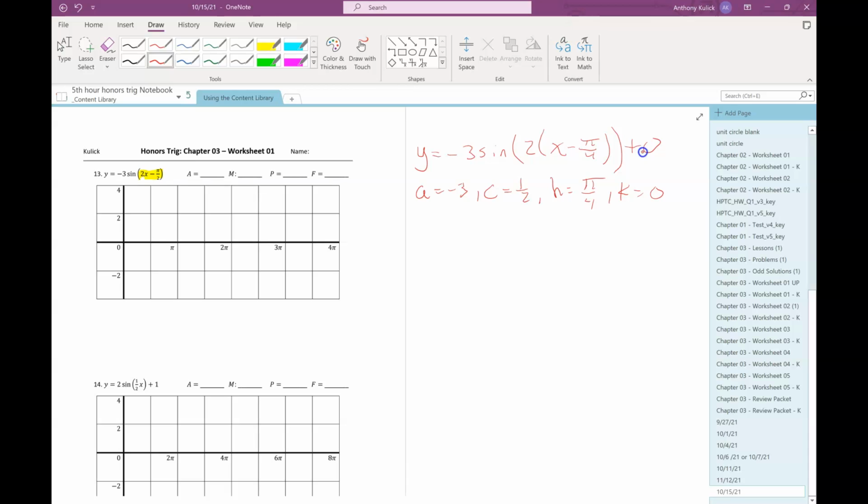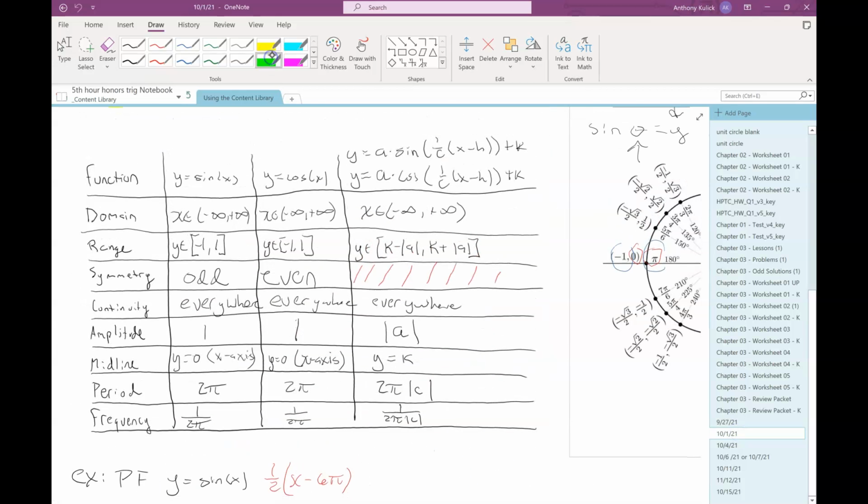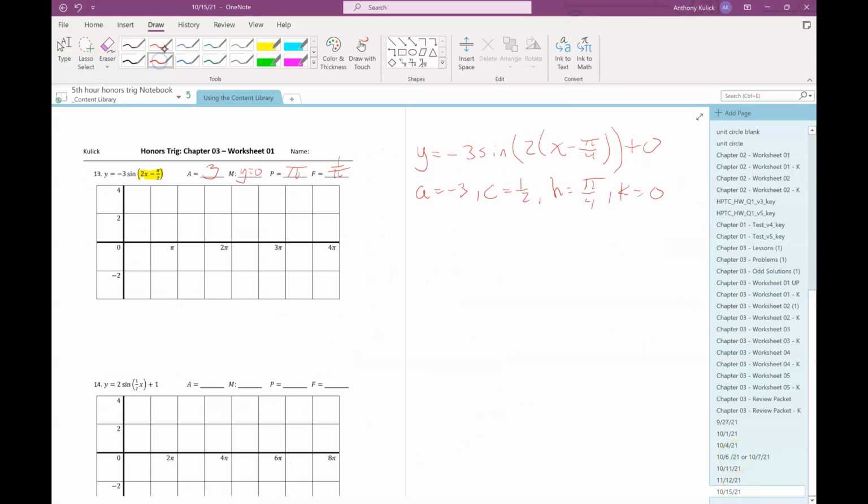Okay, so the amplitude is the absolute value of A. That'll just be 3. The midline is y equals k. That's y equals 0. The period is 2 pi over the absolute value of c. So that's just pi. And the frequency is the reciprocal of the period, so 1 over pi. Peyton, are you okay with that? Yeah. Okay. Again, all these little formulas were in this table that we built, right? It was mostly just a factor. Yeah, that can definitely trip you up.